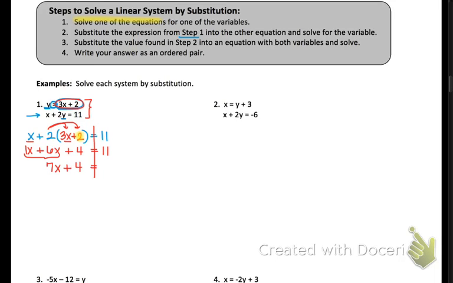Plus 4 equals 11. And so now all my variables are on the left, which means all my constants have to go to the right. So I'm going to subtract 4 from both sides. That leaves me with 7x equals 7. And so then when we divide by 7 on both sides, we get that x is equal to 1.